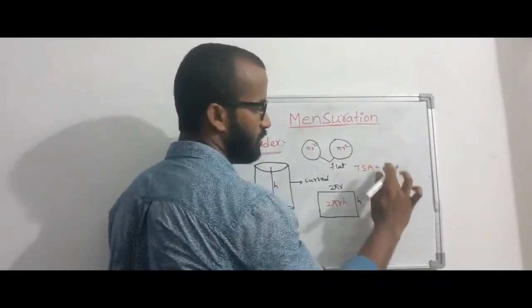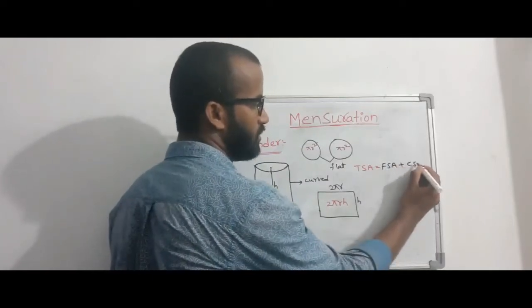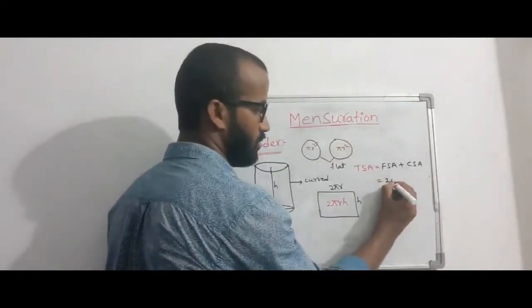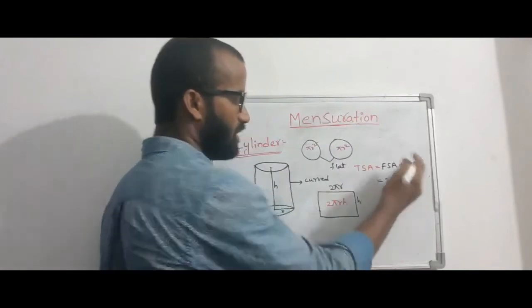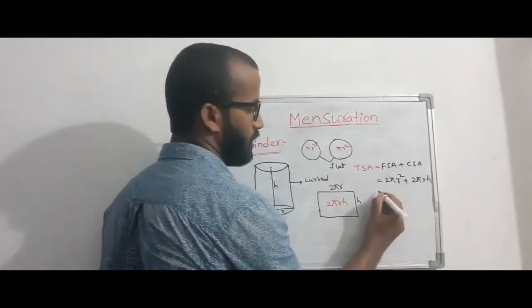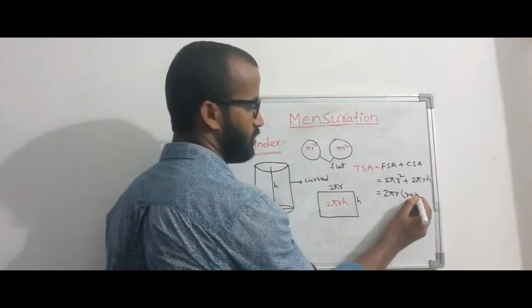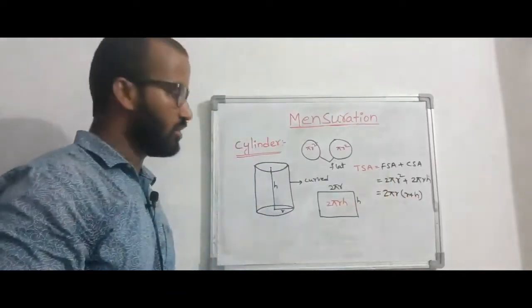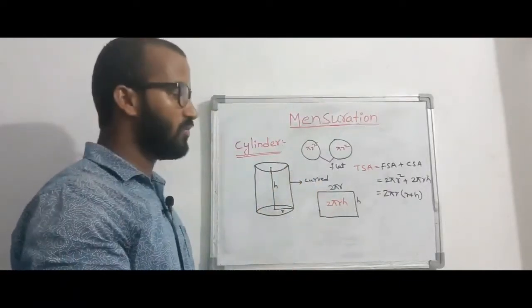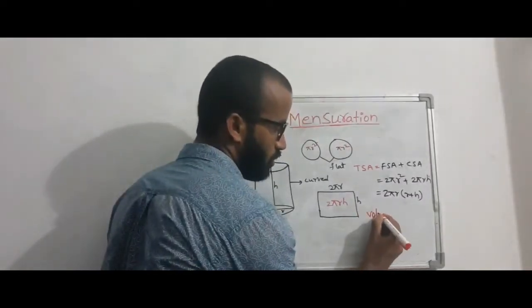Now total surface area is equal to what? Flat surface area plus curved surface area. So what is the flat surface area? Pi r square plus pi r square, 2 pi r square. What is the curved surface area? 2 pi r h. If I take 2 pi r common, r plus h. Okay, this is the total surface area. Then the curved surface area, we know 2 pi r h is the curved surface area. Then how to find the volume?